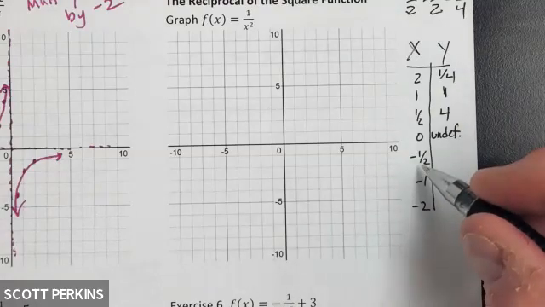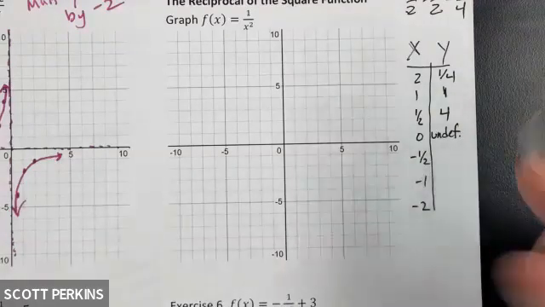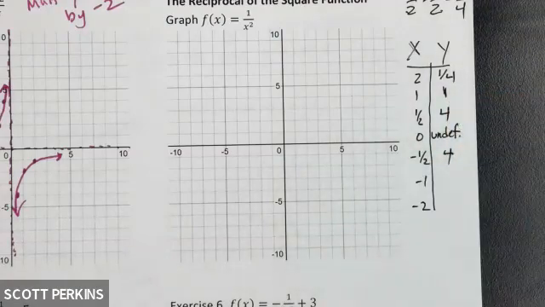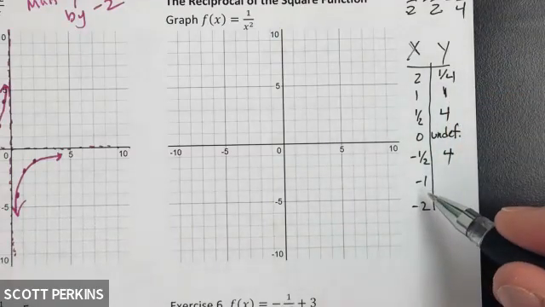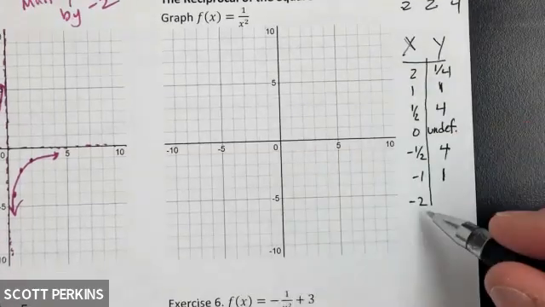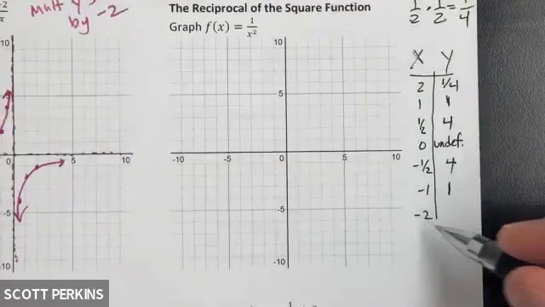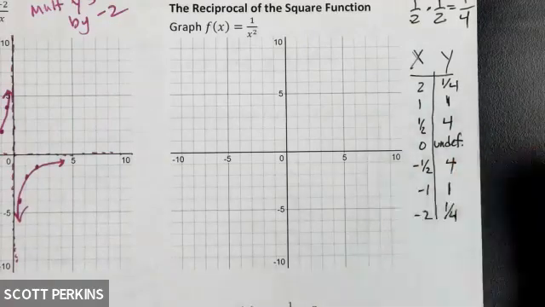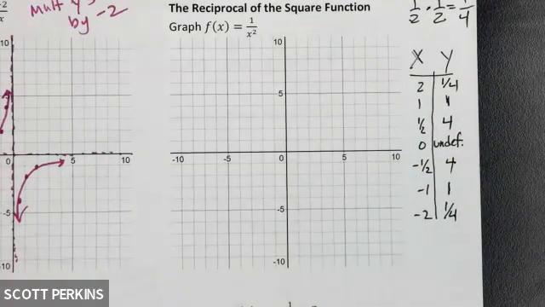So these are all going to be the same results. When I square a negative a half, I get positive a fourth, and then it's the reciprocal. It becomes 4. When I take a negative 1 and I square it, I get 1, and 1 over 1 is 1. Negative 2 squared is 4, and 1 over 4 is 0.25, if you prefer decimals. So there's my points.